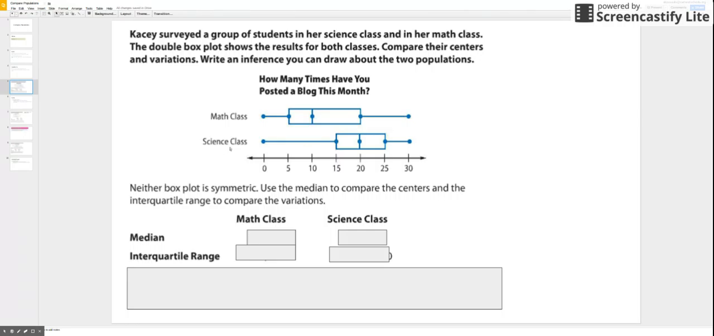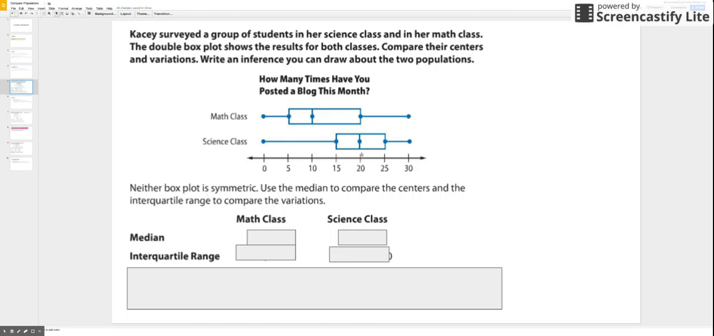Okay, let's try to read the science class's box plot now. 20 is your median, your Q1 is 15, your Q3 is 25, your whiskers extend on either side, your min is 0, and your maximum is 30. So, neither box plot is symmetric, so we're going to use the median to compare the centers and the IQR to compare the variations. I'll get into talking more about symmetric and not symmetric in the next slide.